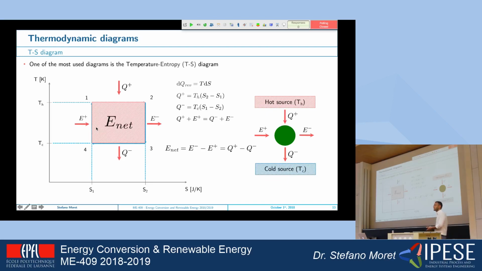So that's why TS diagrams are so used in practice. If we draw the cycle on a TS diagram, we're able to see how much work we're producing just by looking at the surface, at the integral of the area within the cycle. Now, I showed you this for reversible processes. This concept of the area representing the work is also valid for irreversible processes, and you'll see why later.